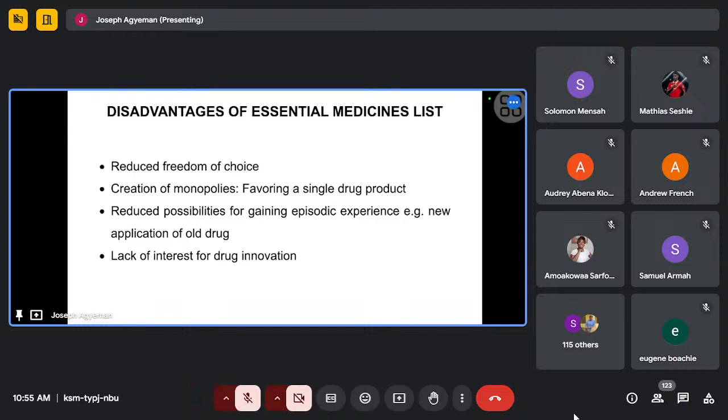Then there is lack of interest in drug innovation. If you want to bring in a new drug, you want to perform some investigations and research work, remember there is the issue of familiarity. Once you bring in one drug and it is therapeutically equivalent to existing ones, then obviously they are going to choose the ones that health professionals are familiar with. So that will not even encourage people to do research and bring new things. That is another disadvantage of the essential medicines list. Please note this because these are potential exam questions.